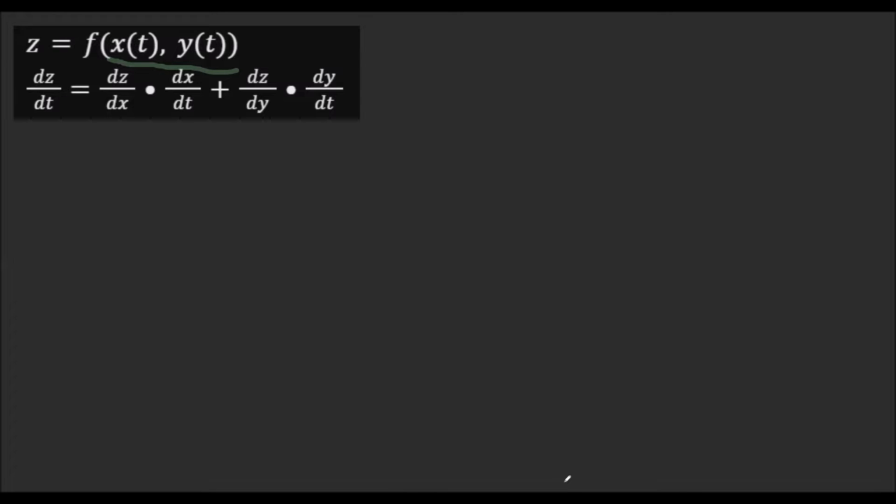So dz/dt, as in the derivative of z with respect to the fundamental variable t, is equal to the derivative of z with respect to x times the derivative of x with respect to t, plus the derivative of z with respect to y times the derivative of y with respect to t. And as you can see, there's a pretty noticeable pattern involving the first term with dx and the second term with dy.